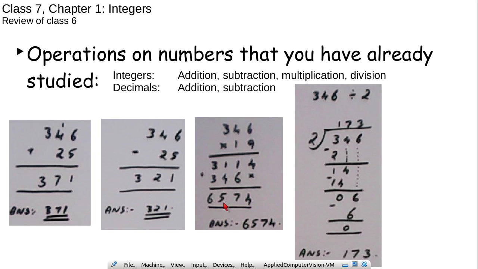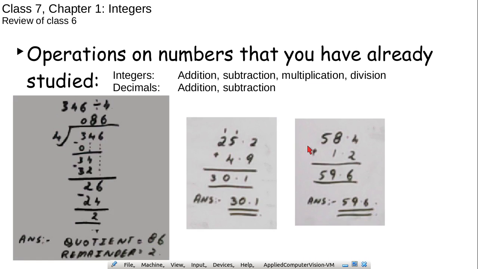The answer is 6574. Similarly, how do we divide 346 by 2? This is the process. How do we divide 346 by 4? When you do a division of 346 by 4, you get a quotient of 86 and a remainder of 2. Incidentally, this number can also be represented as a decimal. We will leave that to you to find out.